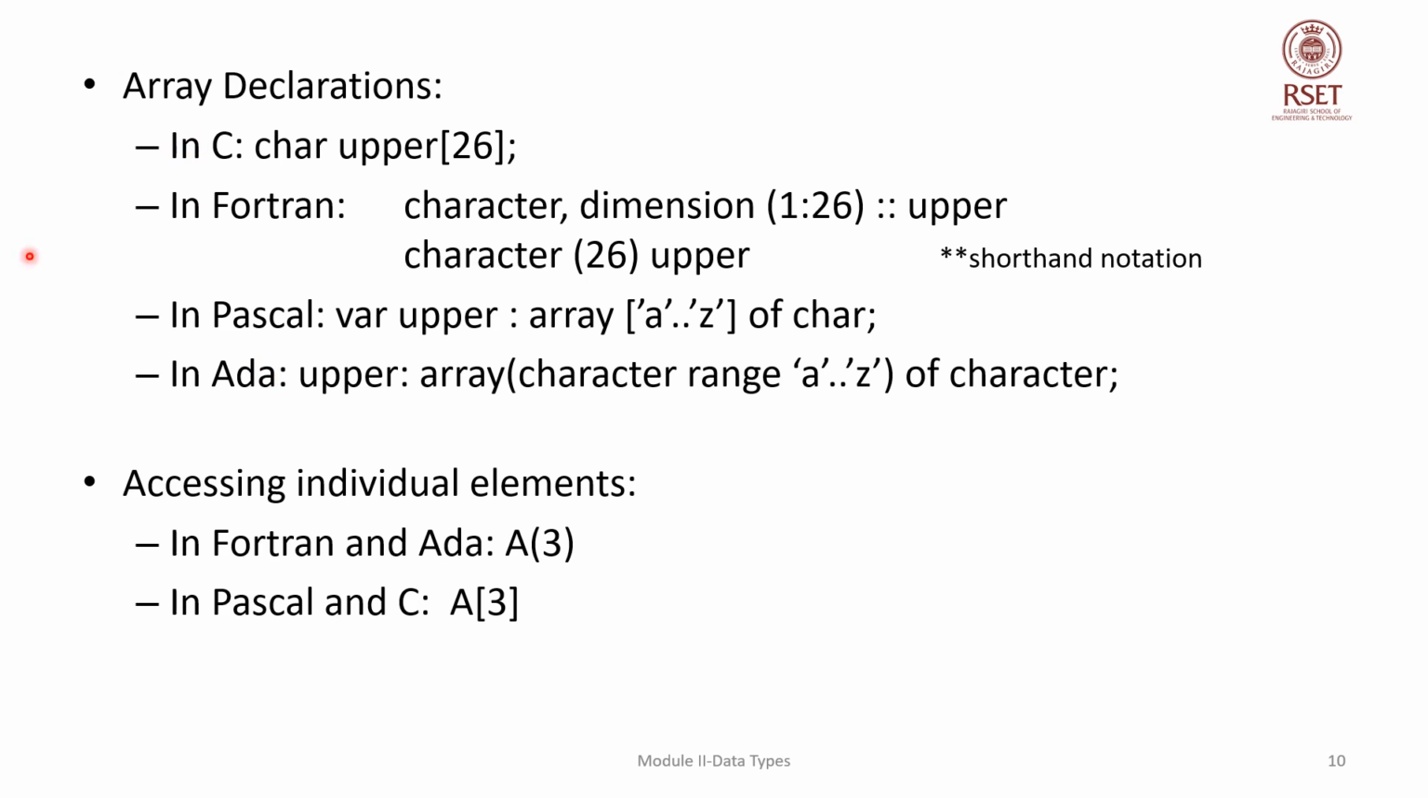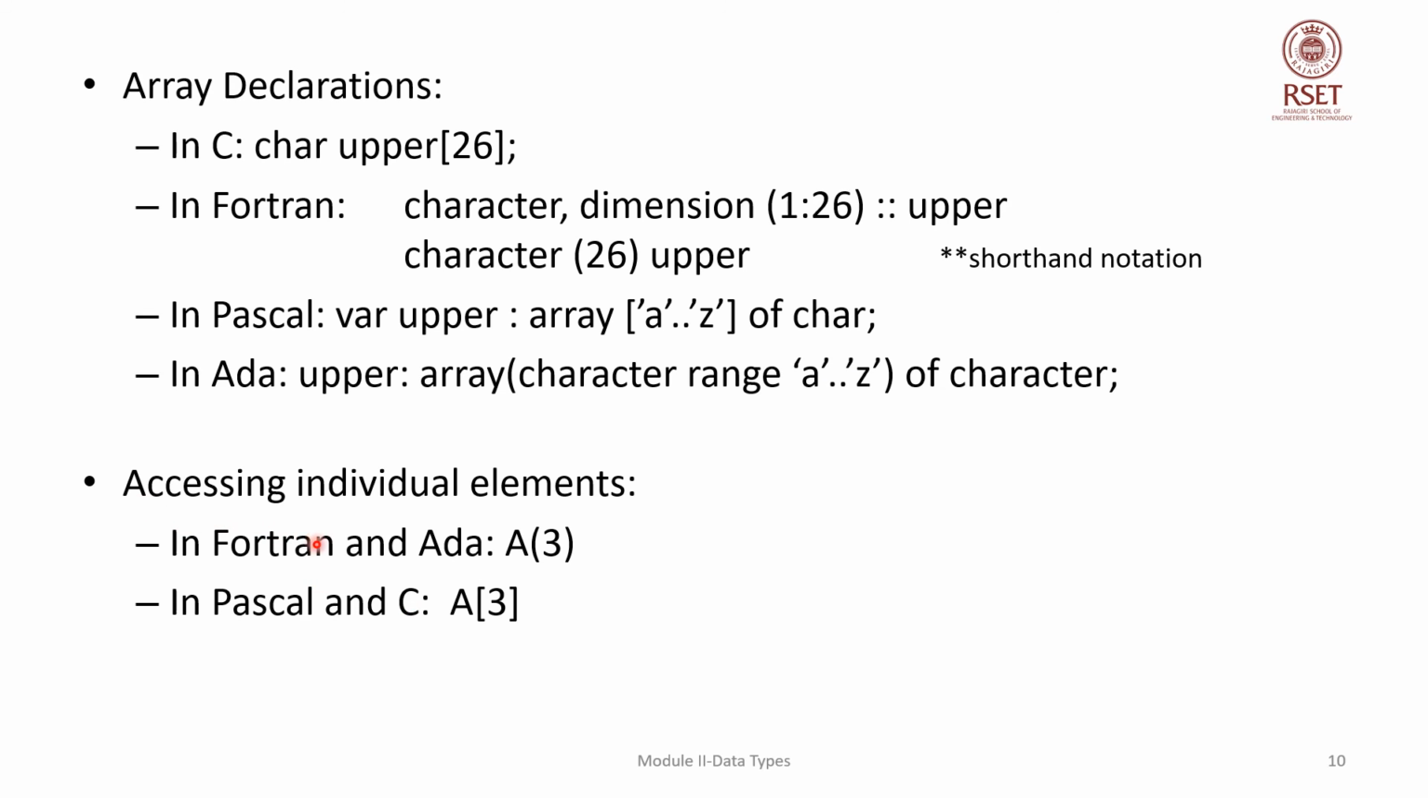This slide shows the array declarations and accessing of individual elements of an array. We are very familiar with the declarations and accessing in C. So here we are declaring an array upper with 26 characters, and each position holds a char. And in Fortran, to declare the same thing, it is declared as char dimension index from 1 to 26, and the name is upper. The shorthand version of the same thing is char 26 upper. And in Pascal we write var upper array A to Z of char.